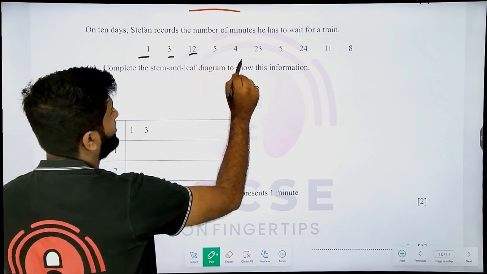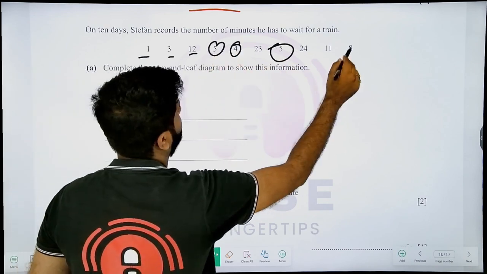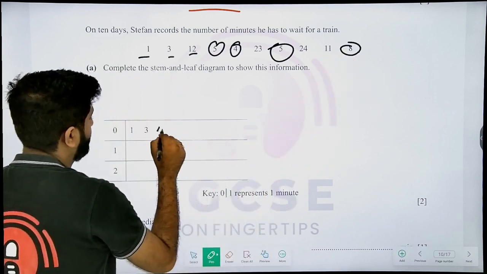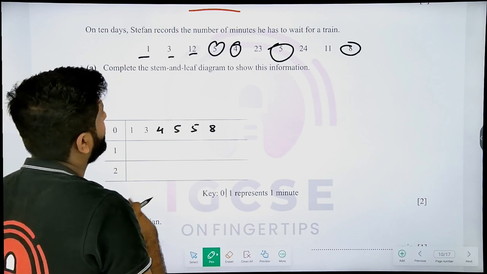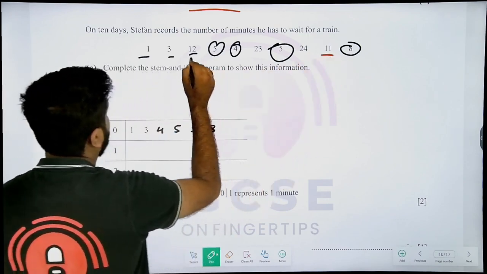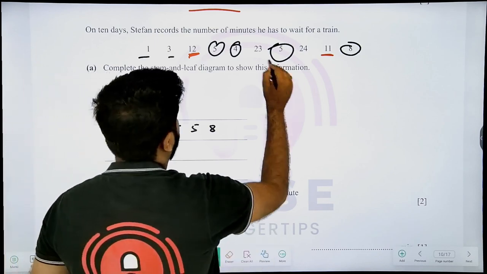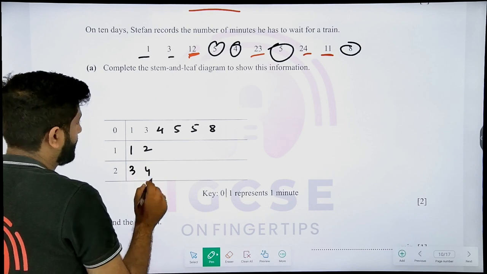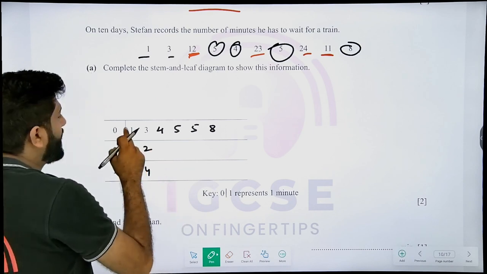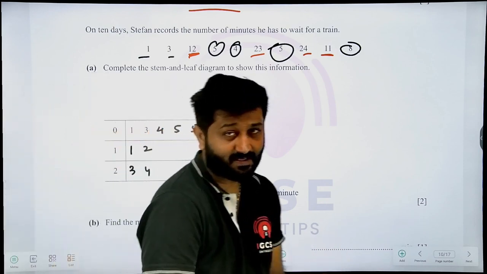The single digit numbers are, let me just write those first, 4, 5, 5, 8. So you have 4, 5, 5, 8. Then the numbers starting from 1 are 11 and 12, which is 1 and 2. The numbers starting from 2 are 3 and 4. So again you have 3 and 4. Let me verify: 1, 2, 3, 4, 5, 6, 7, 8, 9, 10. Yes, there are 10 observations.